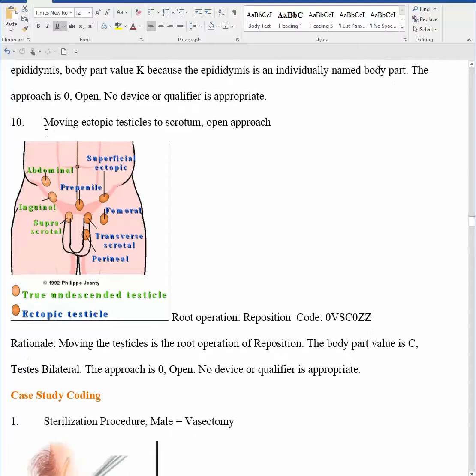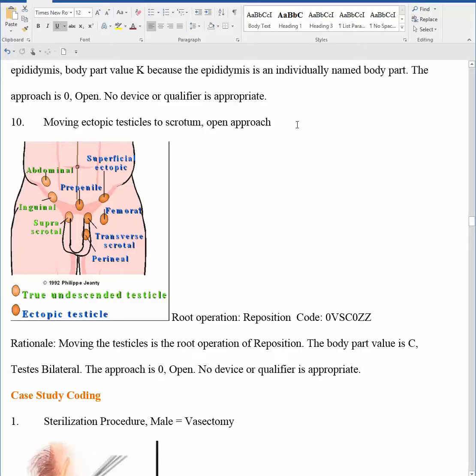Number 10 is documented as moving ectopic testicles to scrotum open approach. Remember that the word ectopic means out of place. Women can have ectopic pregnancies. Men can have ectopic testicles. They're a little bit different than undescended. Undescended testicles are too high but could come down in the right location. Ectopic testicles are totally out of place. They're never going to be in the right place even if they came down and descended. So they have to be surgically addressed.